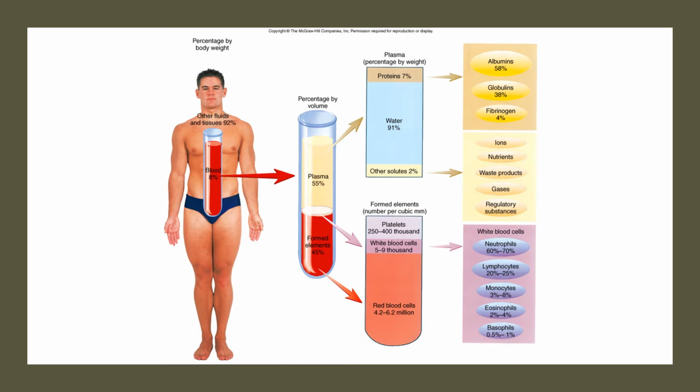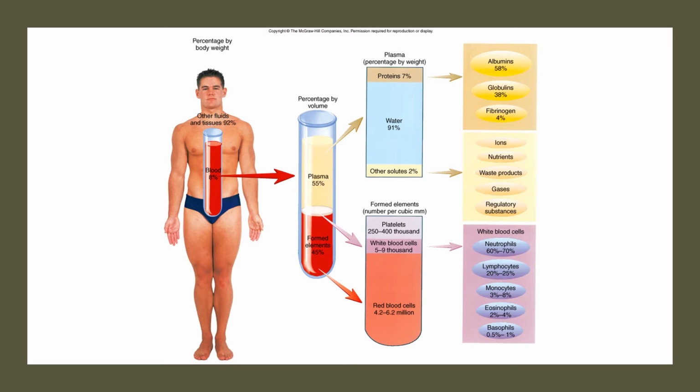For the proteins found in your plasma, we have 58% albumins, 38% globulins, and 4% fibrinogen. For the other solutes found, you have ions, nutrients, waste products, gases, and regulatory substances. And then for your formed elements, you have your 45%, which is comprised of your platelets, around 250 to 400,000 of them. And then in between, you have the white blood cells, which is around 5 to 9,000.